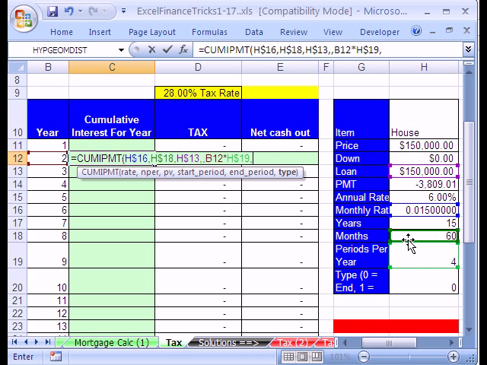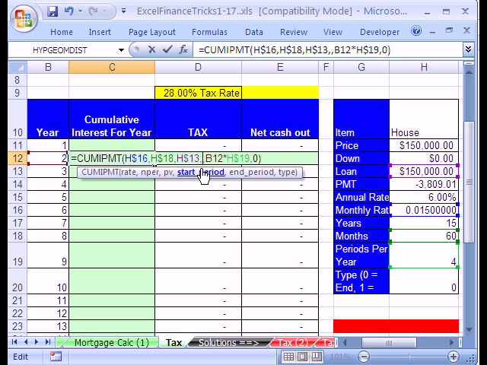Now, comma, the type, and this is different than PMT. In PMT, you have 1 or 0, and if you leave the 0 out, by default it'll assume that the payment is at the end. This function, you have to type it in. You actually can't just leave it off. So I'm going to put 0 because the payments are at the end, close parentheses.